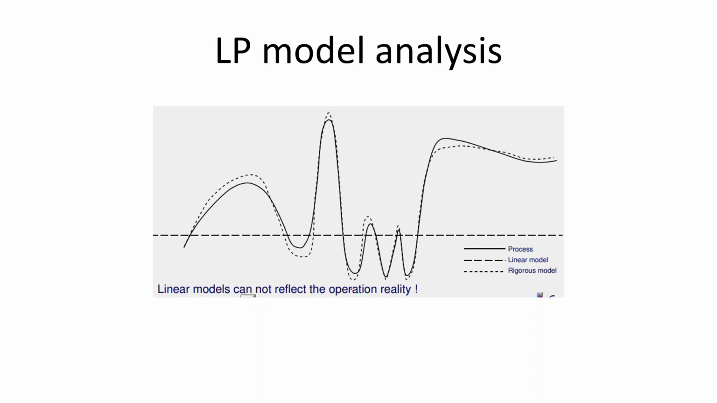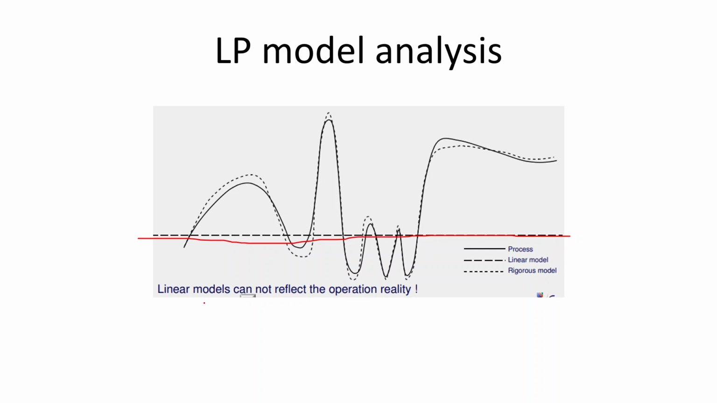So that model typically, this graph basically only says that a linear model cannot reflect the operations in reality, because if you have a linear model, it will just go straight. Well, what we want to have is something like this. What we could do is try to linearize this as much as possible.